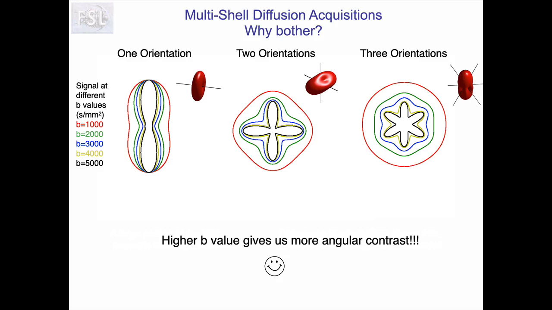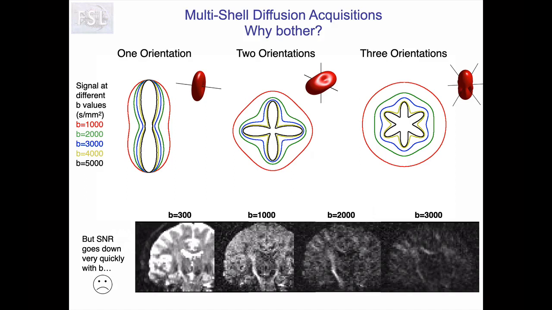On the other hand, at a higher B value, we have the disadvantage that we have less signal left in total, which means that we will have a lower SNR. So there's a trade-off here. We want to go to high B values so that we can distinguish the multiple crossing fiber orientations, but we don't want to go to such a high B value that we get a very low SNR.